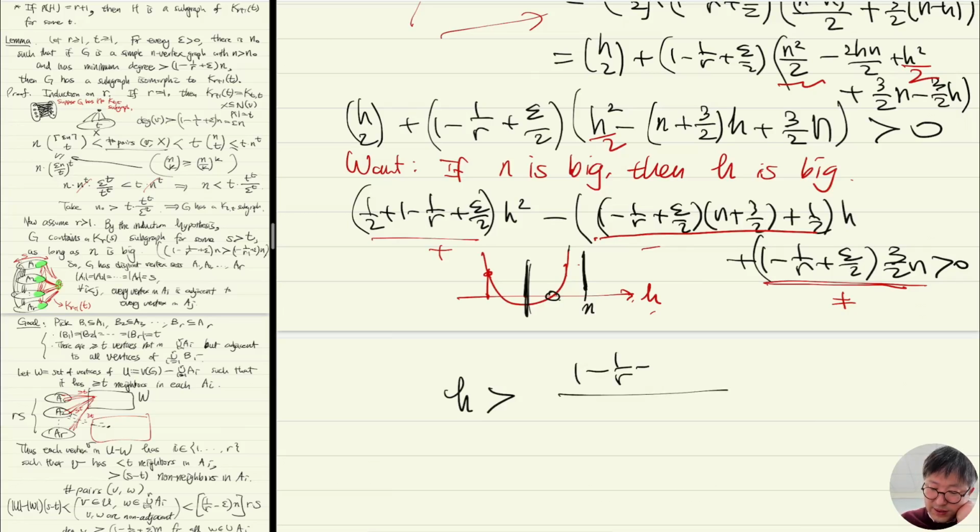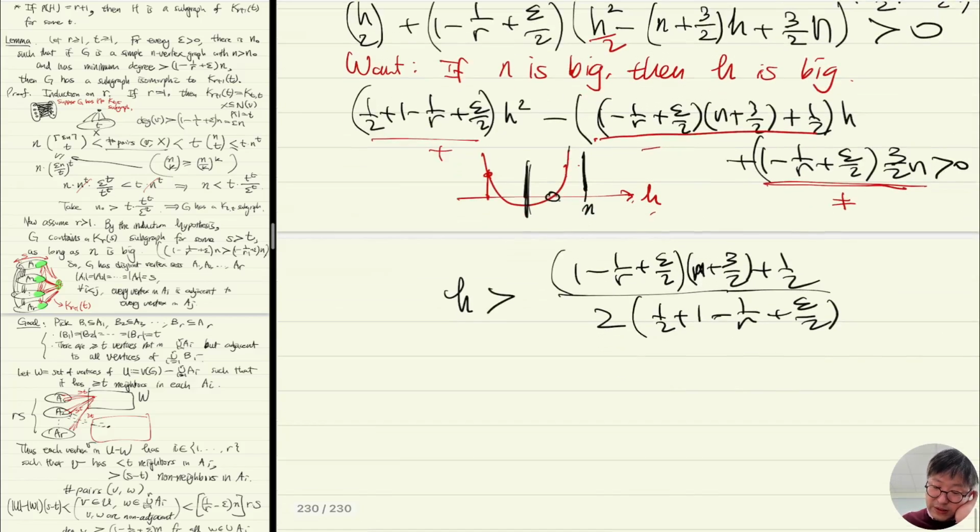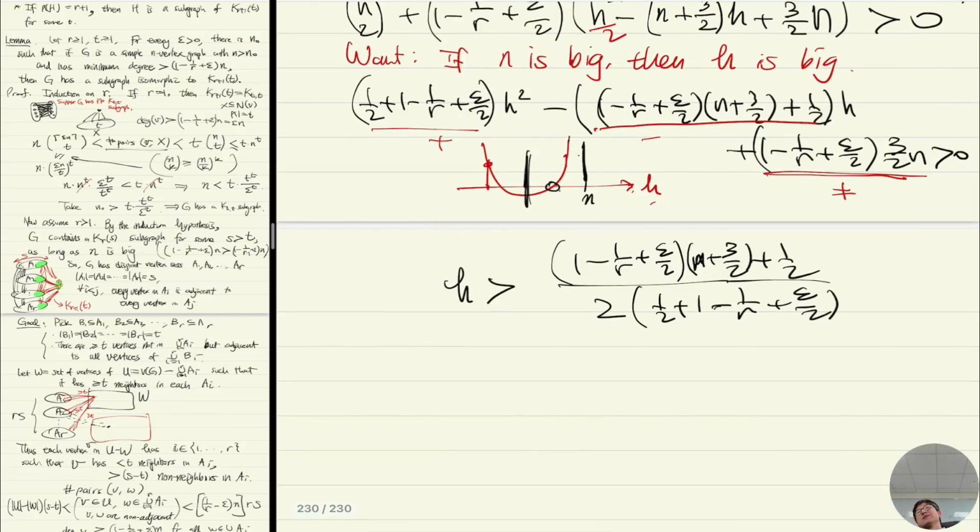1 minus 1 over r plus epsilon over 2, n plus 3 over 2, half divided twice, 1/2 plus 1. Okay, I'm just writing whatever. h is bigger than that if we do this process. So that means if n is big, then h is big. Okay. All right, so what does that mean?